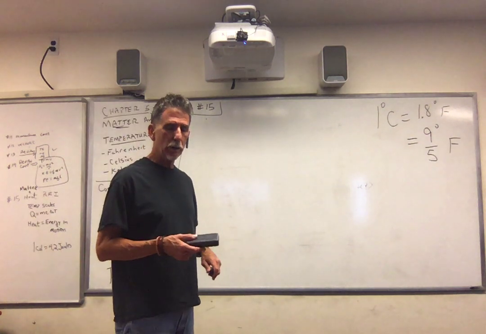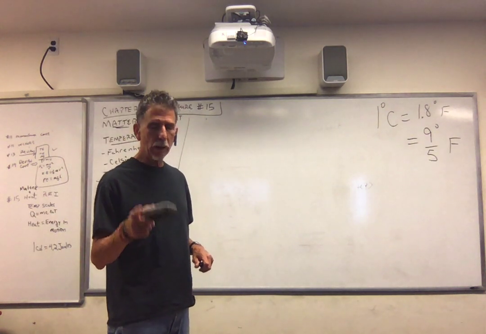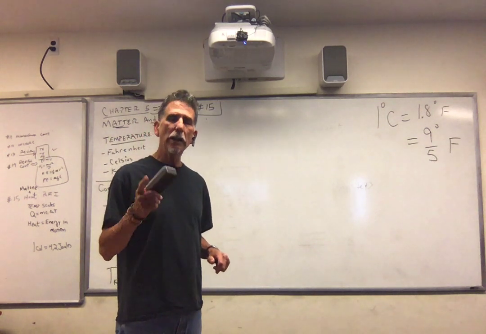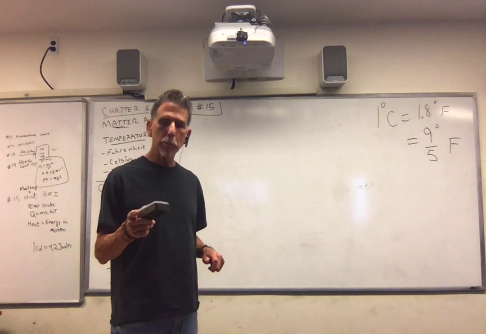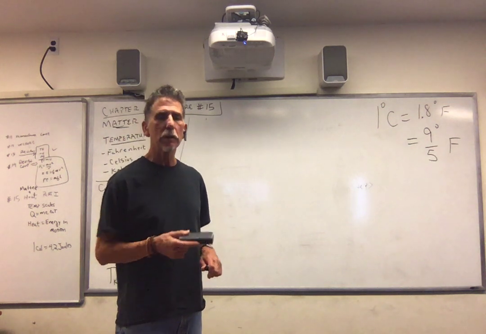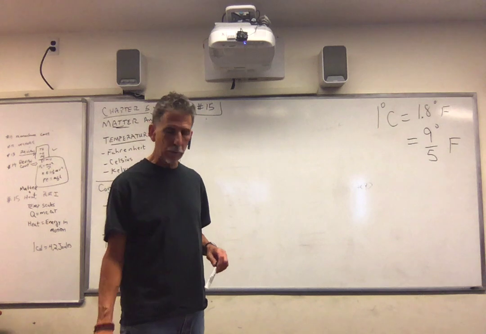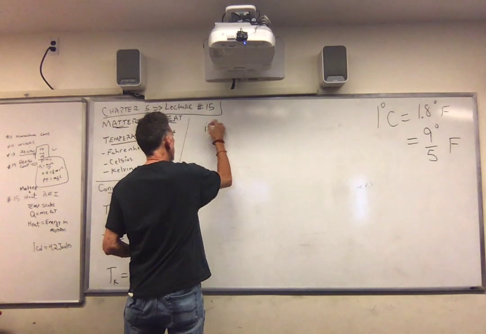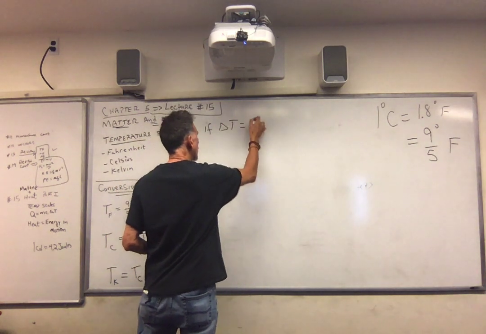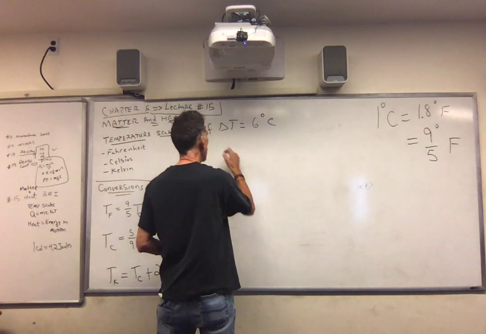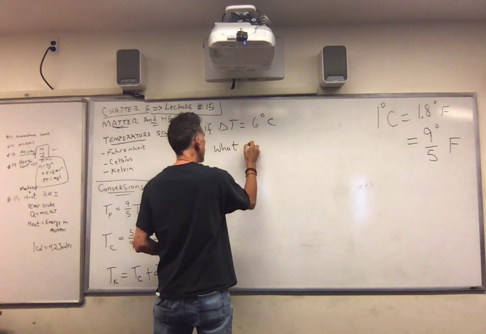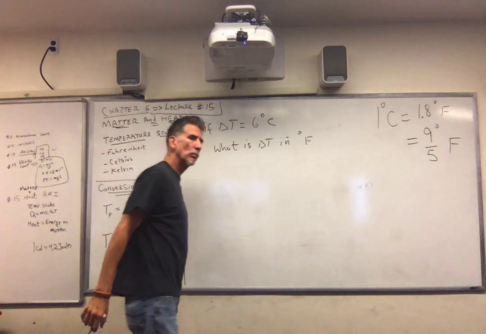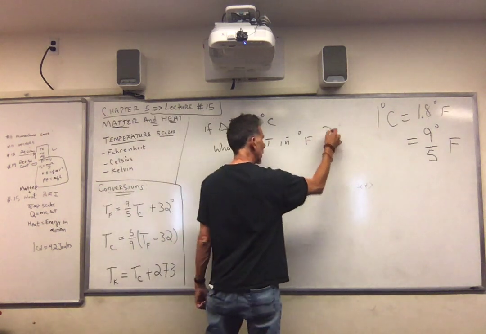Suppose I ask the question, a change in temperature, listen, a change in temperature of 6 degrees Celsius is equal to a change in temperature of what equivalent amount in degrees Fahrenheit. So in other words, I'm going to summarize. If delta T equals 6 degrees Celsius, what is delta T in degrees Fahrenheit? Okay, this would be my exam question.